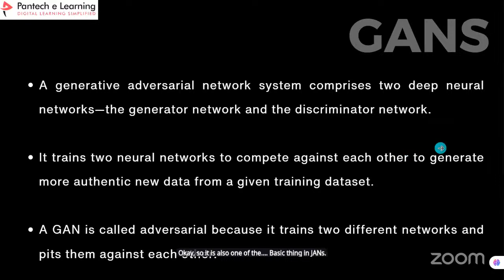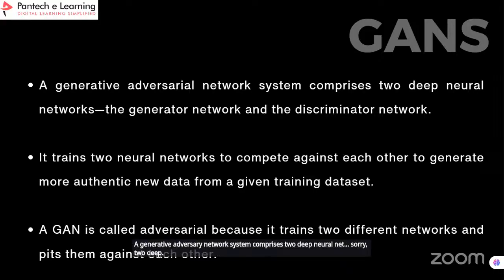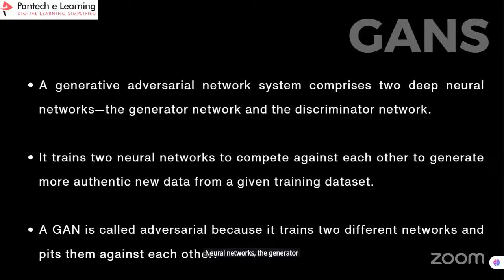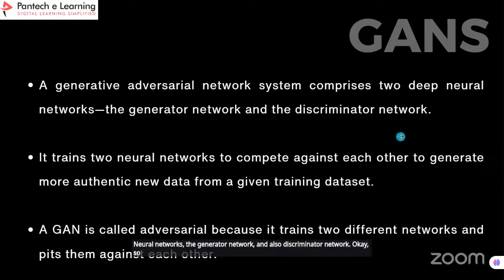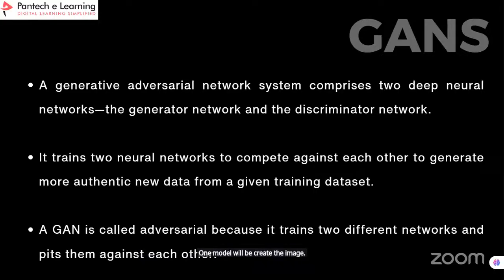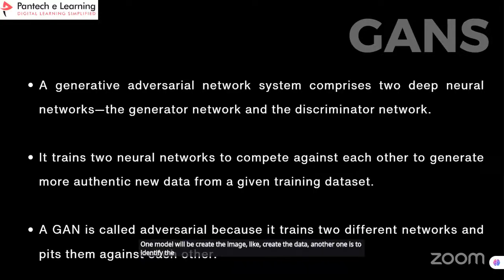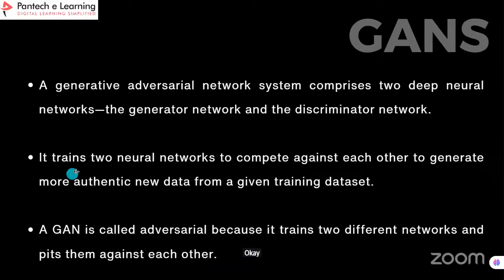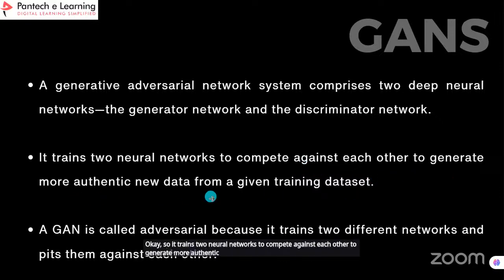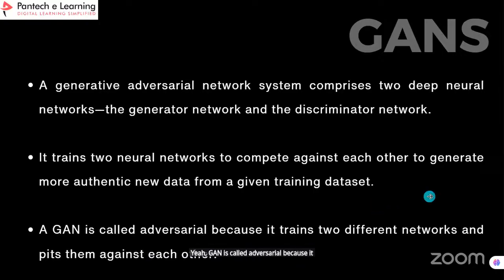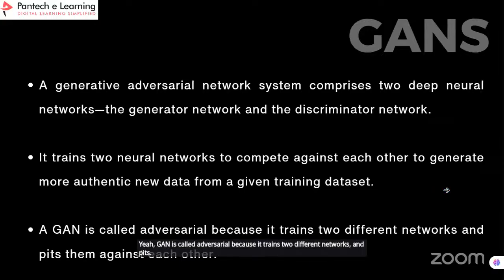A generative adversarial network system comprises two deep neural networks, the generator network and the discriminator network. So here we use two kinds of models. One is for generating, another is for discriminating. One model creates the image, like creating the data. Another identifies the data, whether it is real or fake. It trains two neural networks to compete against each other to generate more authentic new data from a given training data set. A GAN is called adversarial because it trains two different networks and pits them against each other.